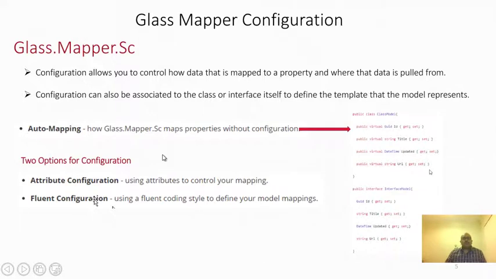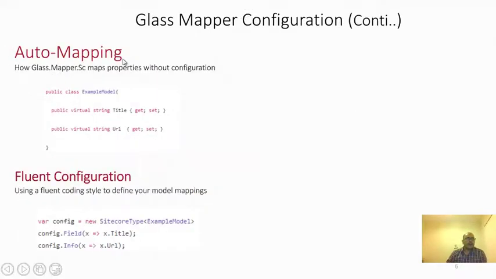If I want to go for configuration in Glass.Mapper, as I highlighted here, there are two types of configurations you can do. One is the attribute configuration, and the second one is the fluent configuration. With the attribute configuration, you use attributes to configure, and in the fluent configuration, you make the same kind of configuration separate from the model. I will show it in the next slide. For auto mapping, if I use no configuration, you just need to use virtual.